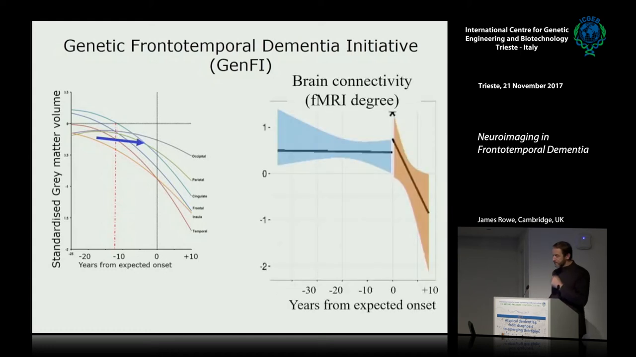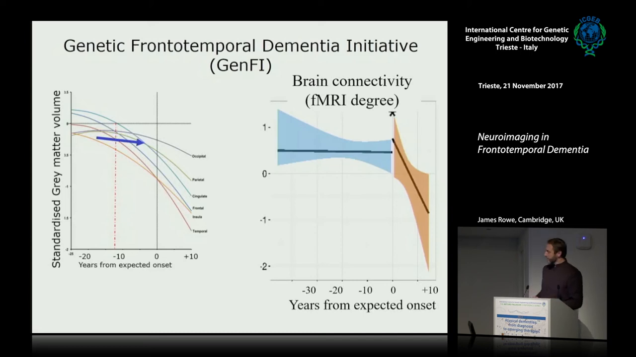functional imaging. This is work again from Tim Rittman, looking at the degree, the connectedness of the brain parcellation, looking at the average degree in the GENFI cohort. And what we see is that people who are not yet symptomatic maintain the functional connectivity, the integrity of information transfer, even in the face of marked atrophy. So the atrophy is going on during this period, very significant atrophy, but they're able to maintain connectivity.